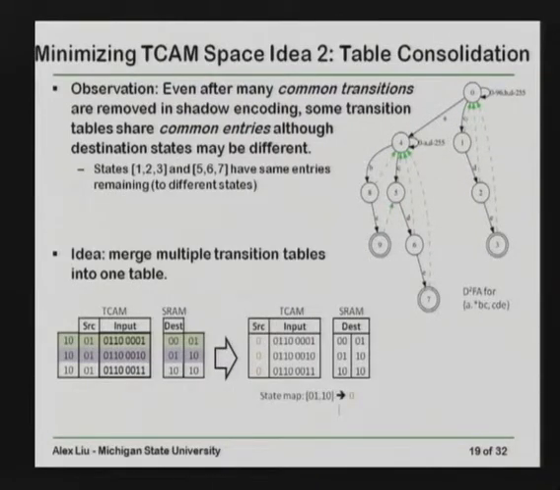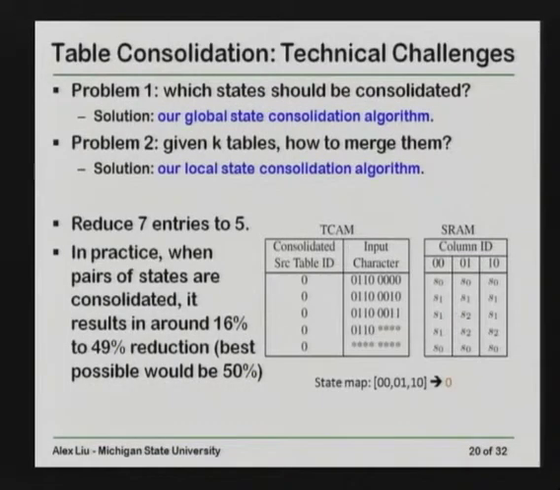So, and then the source ID we can encode them by the same ID. For example, suppose we map both state ID 10 and 01 both to 0, for example. And so in this way we basically further minimize the TCAM space. We use a little bit more SRAM space, but the SRAM is much cheaper than TCAM.